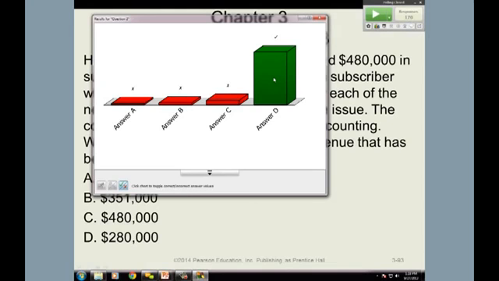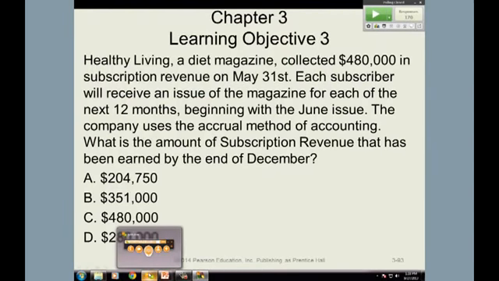What would be the journal entry they make? Put this back up. What's the journal entry they make to record the subscription? They receive $480 in cash, so they do what? Right. They debit cash, $480. This on May 31st. Okay, so that would be the entry they make at that point.